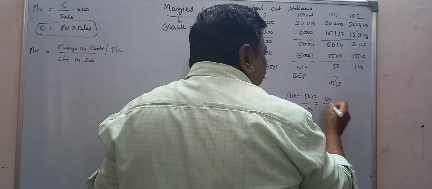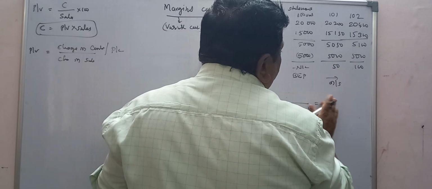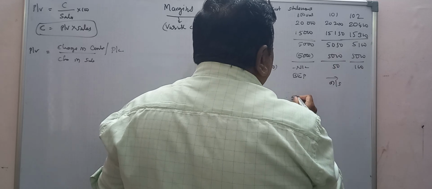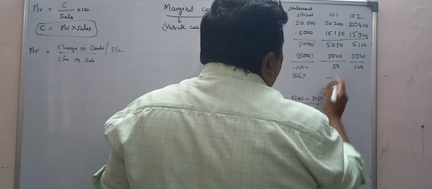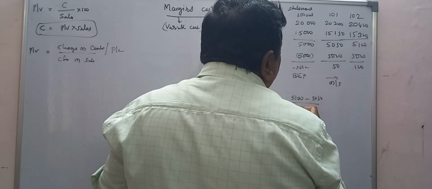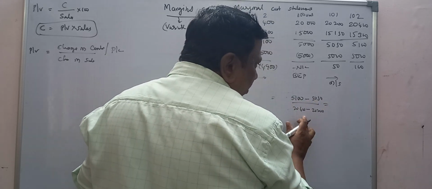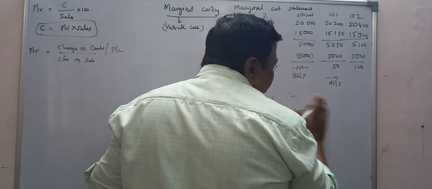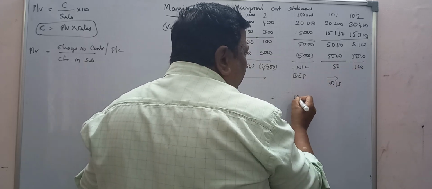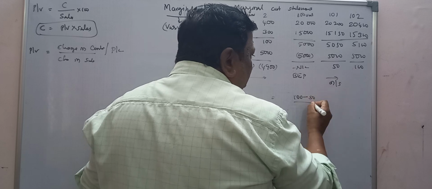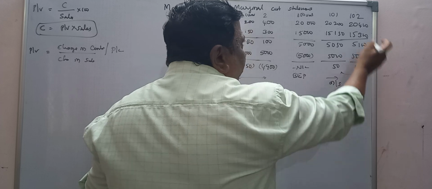Here also I get 50 divided by 5,050. Sorry, first this one, right? 5,100 minus 5,050 divided by 20,400 minus 20,200. Here also I get the same thing, because 50 divided by 200. Again I am getting 200 if it is contribution. If it is profit, then 100 minus 50 is the difference in profit. This time I am telling difference in profit, difference in sales, right?